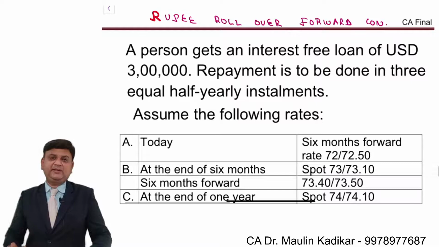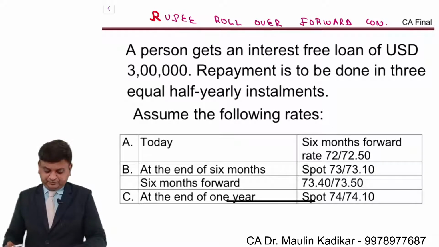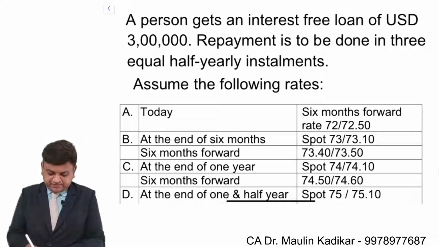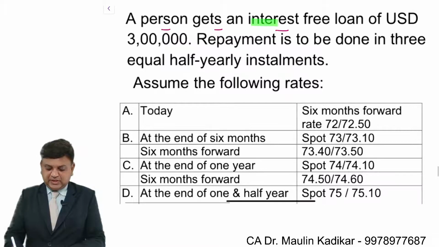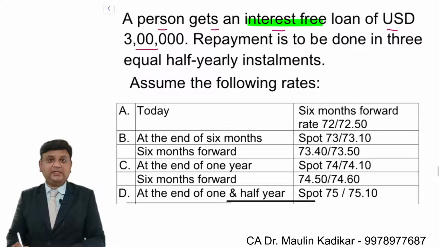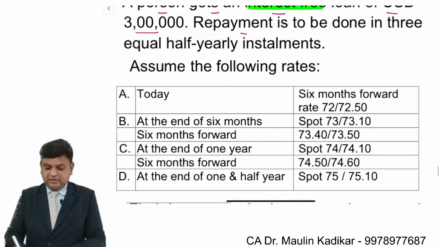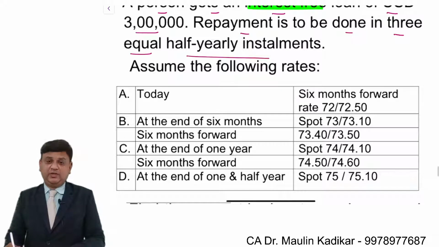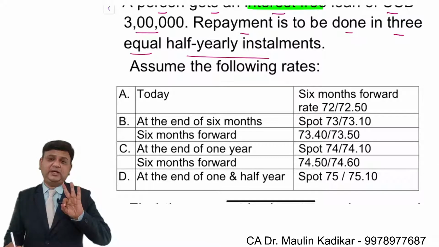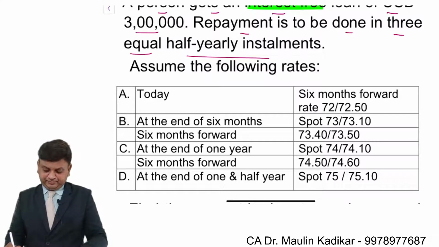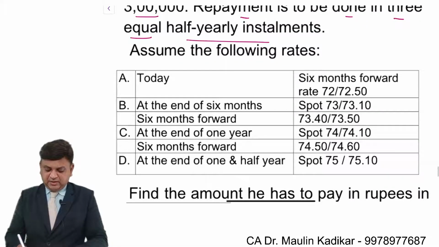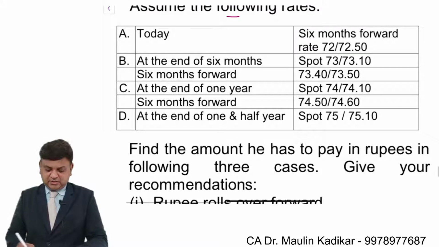Yet this concept has not been tested by the institute in examination. Let us see this question. A person gets an interest-free loan, highlight the portion interest-free loan, of 3 lakhs United States dollar. Repayment is to be made in 3 equal half yearly installments. So in 3 installments it is going to be paid half yearly, assuming the rates are as under.